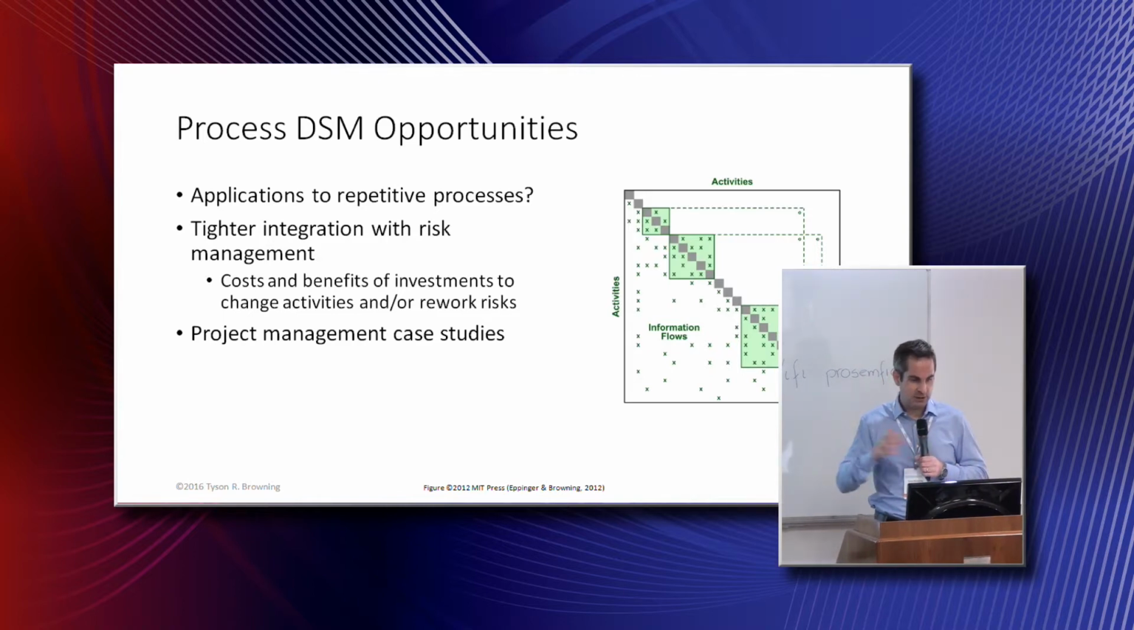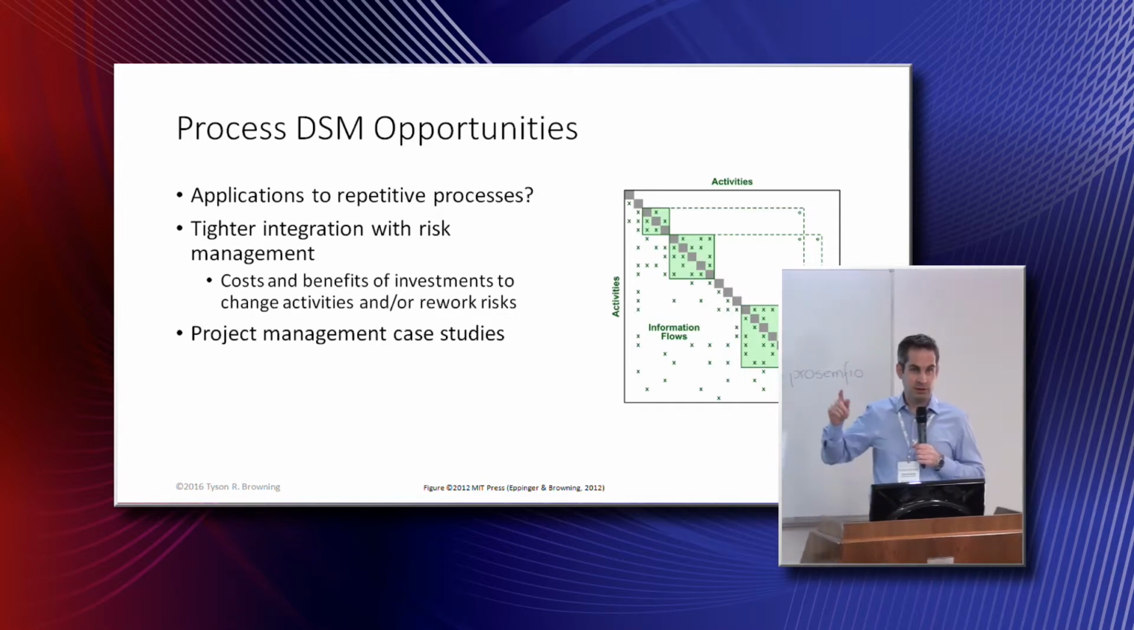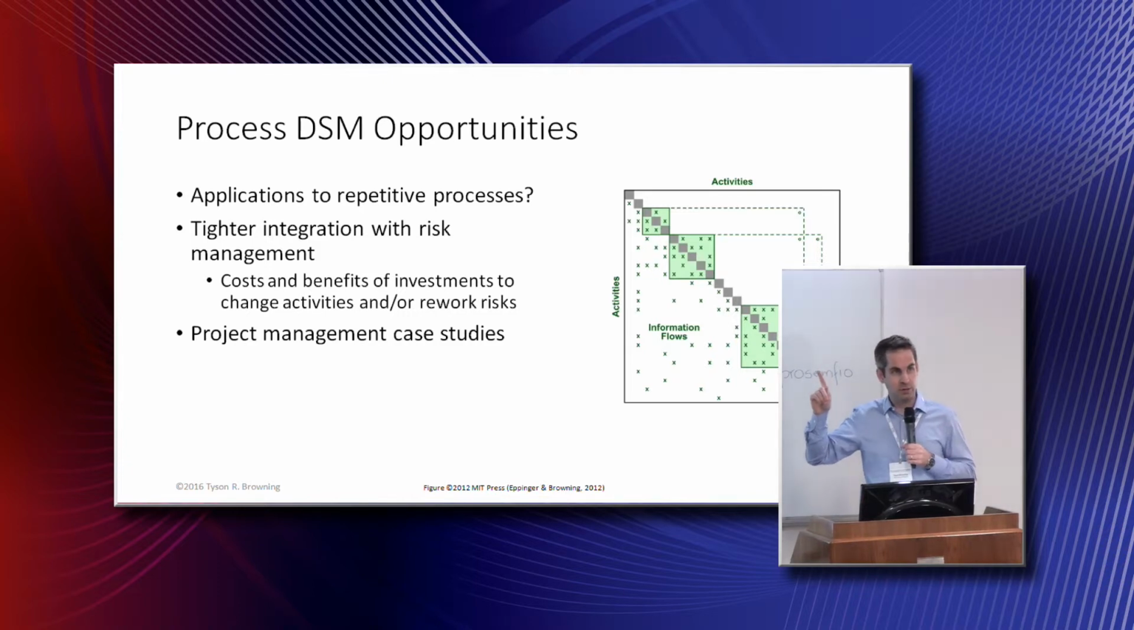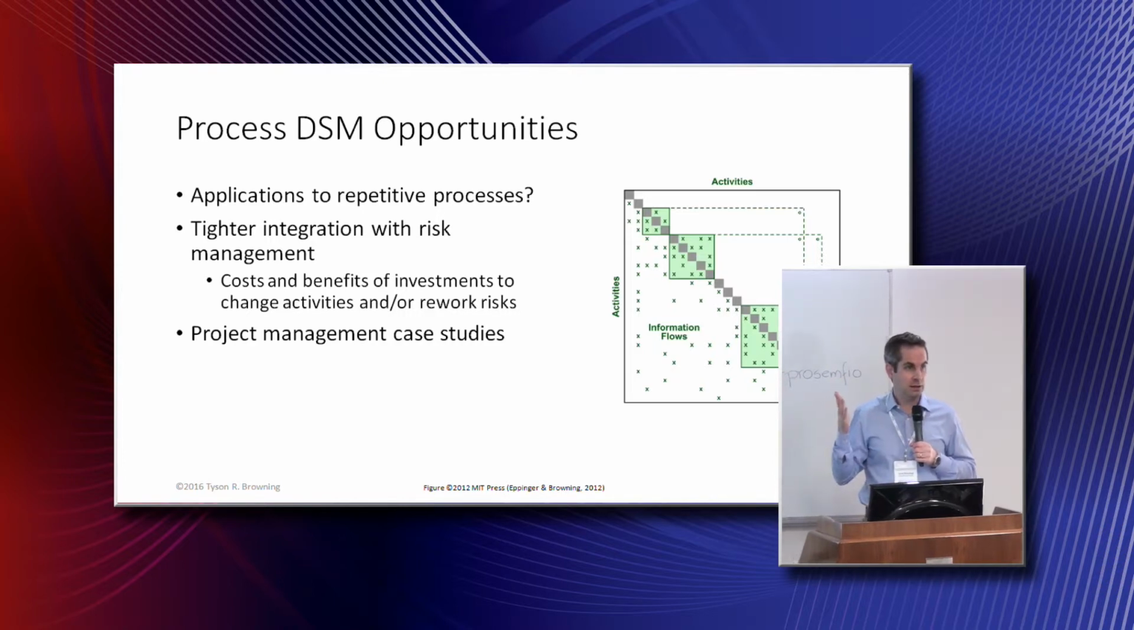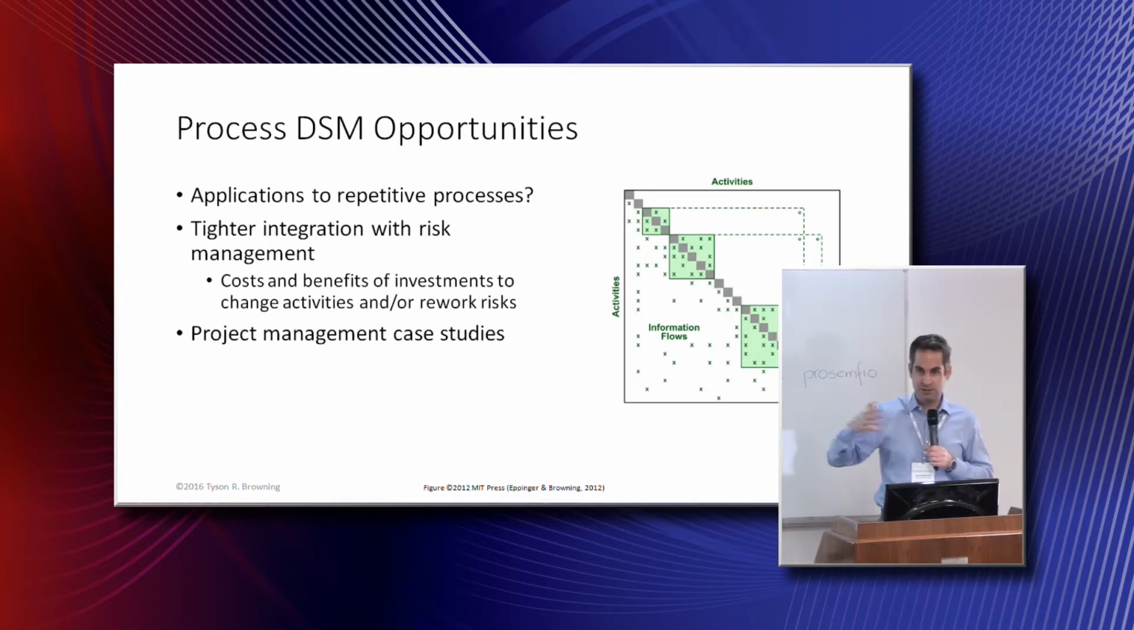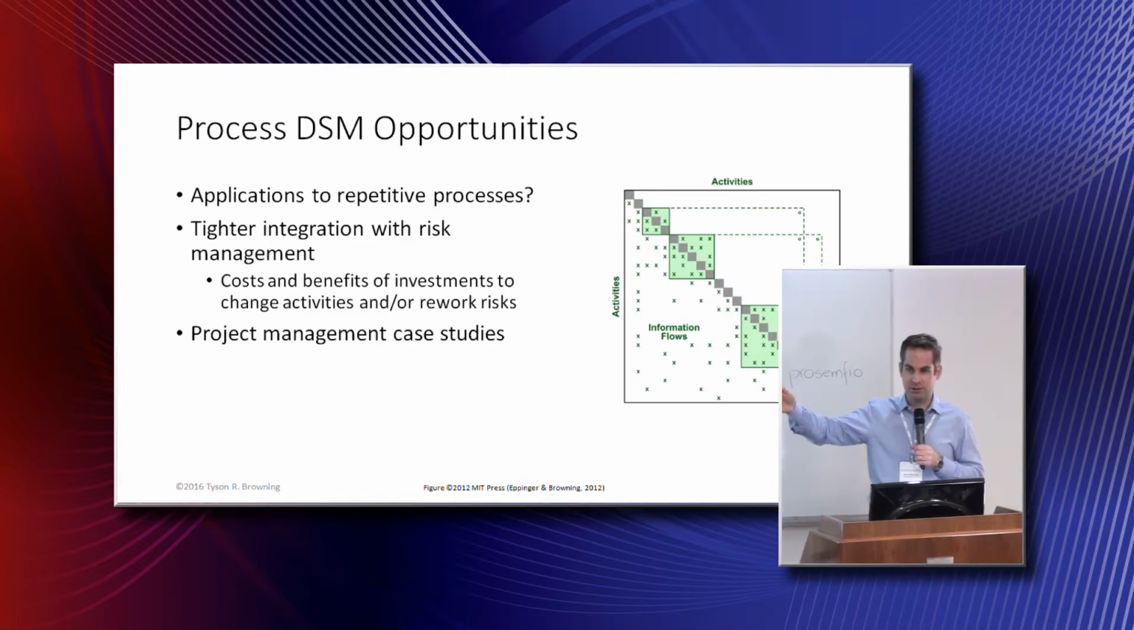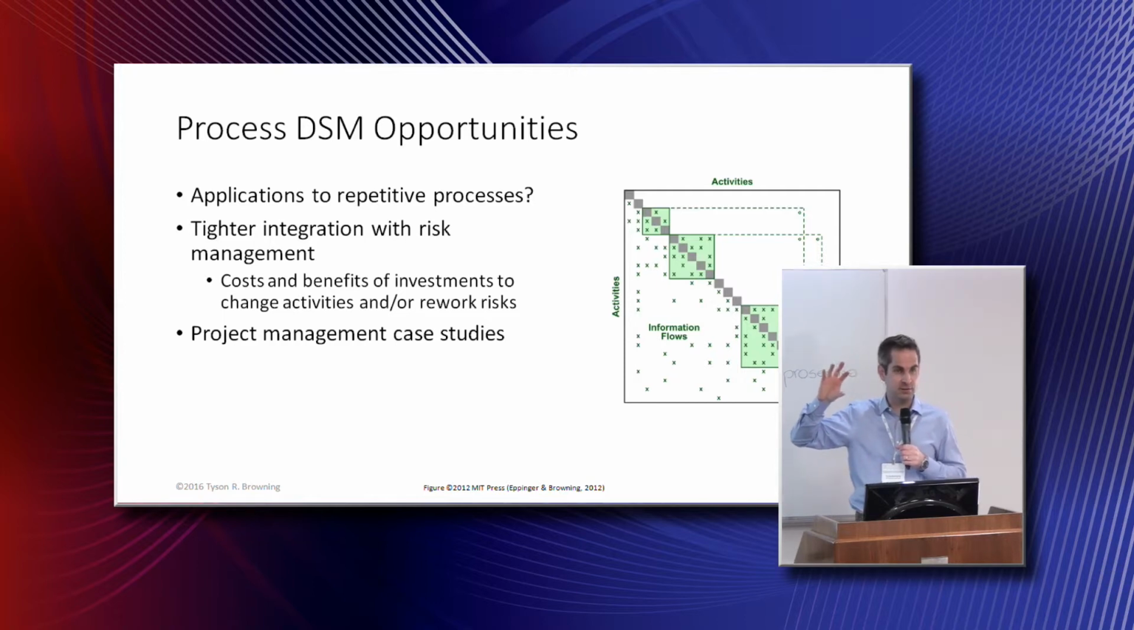I think it'd be interesting to have some tighter integration with risk management. So we can look at rework probabilities, rework impacts, rework risks, but do we just take that as an output and live with it? Maybe we can proactively do something to reduce the probability of certain reworks. Maybe we can make certain activities more robust to changes so that they're less likely to be affected by an engineering change or design change.